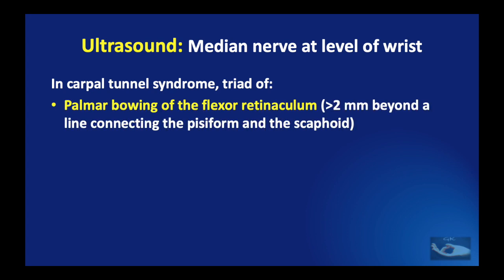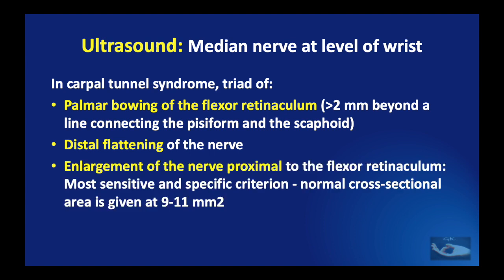The triad of palmar bowing of the flexor retinaculum by more than 2 millimeters beyond the line connecting the pisiform and the scaphoid, flattening of the median nerve distal to the carpal tunnel, and enlargement of the nerve proximal to the flexor retinaculum can be detected. This is the most sensitive and specific criterion. The normal cross-sectional area of the median nerve at this level is given as 9 to 11 square millimeters.